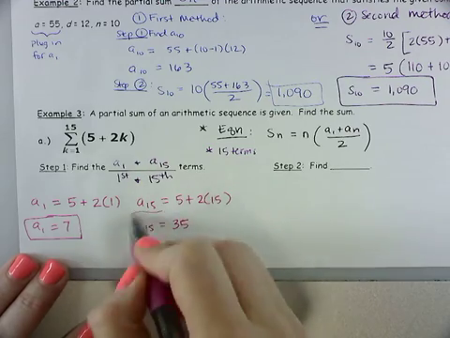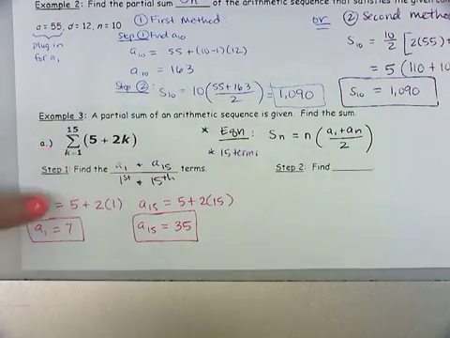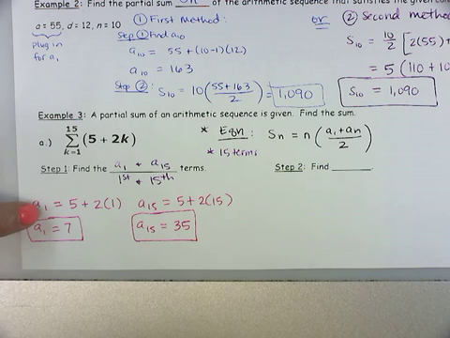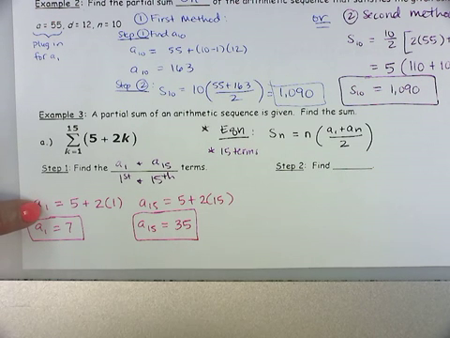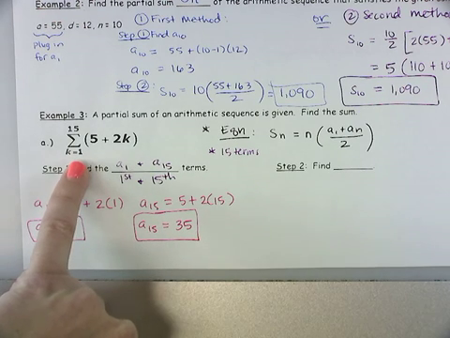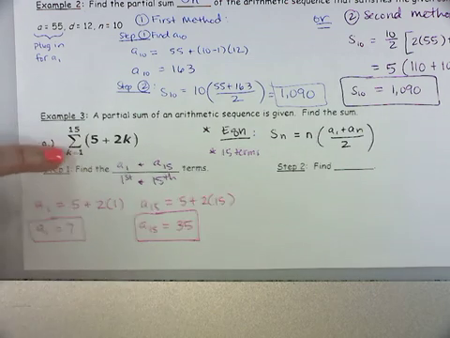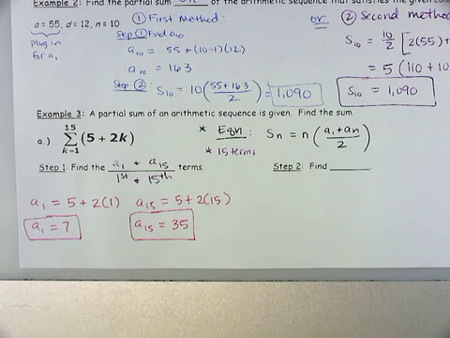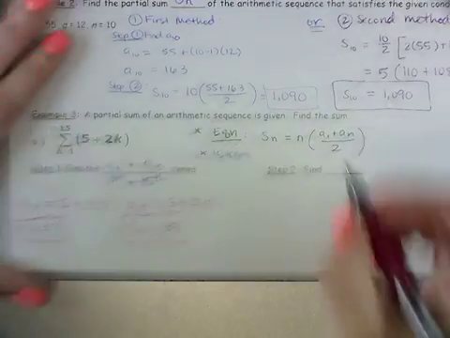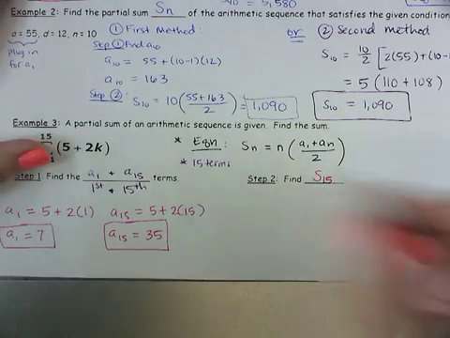Now with this one, because it started at 1, I was able to plug in 1 to find the first term. Is that always going to happen necessarily? No. You're always going to start with whatever k is. So if k equaled 4, to find a sub 1, you would plug in 4 first. So it all depends on what's in the denominator. And then for your second step, you can find S sub 15, which I know some of you have already done.